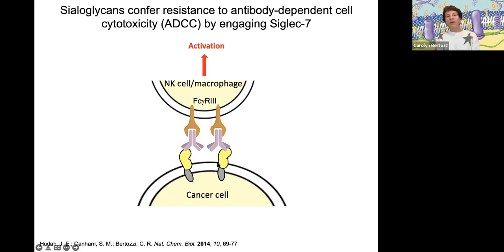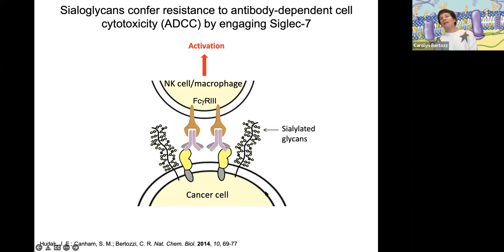And so we wondered, normally an NK cell or a macrophage would do a good job killing a cancer cell if it was able to bind to an antibody-coated target. But what if that cancer cell was overproducing sialoglycans, as so many are found to do? Would it be possible for those cancer cells to undermine the ADCC response by engaging a Siglec on the NK cell or the macrophage that delivers an inhibitory signal?